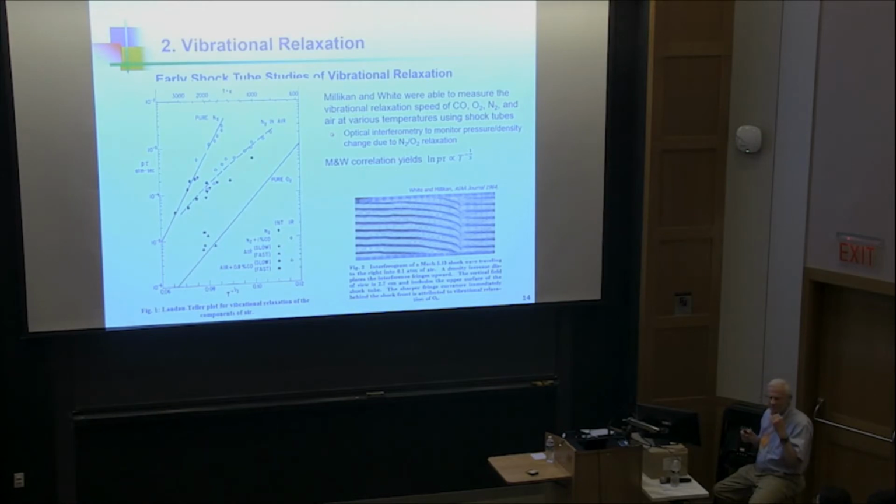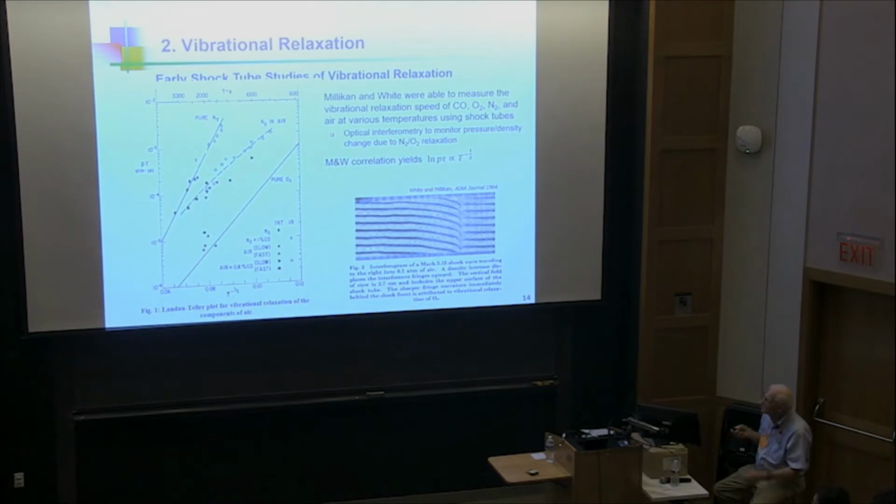Actually, it's the index of refraction versus that. And so in the limit that rho changes exponentially like a temperature does, they just determine tau. That's how it was done in those days, Millikan and White. Very famous paper. And to this day, we still use the Millikan and White correlation for how vibrational relaxation times depend on temperature and mixture.